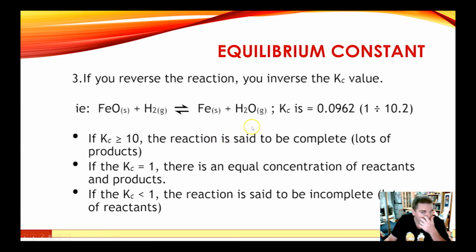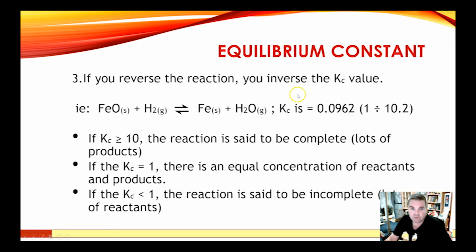Okay, if we make those the products, the Kc value is 1 divided by 10 over 2, so we inverse it, we flip it, and it becomes 0.0962. Now there's a lot that the Kc expression or value can tell us about the reaction.